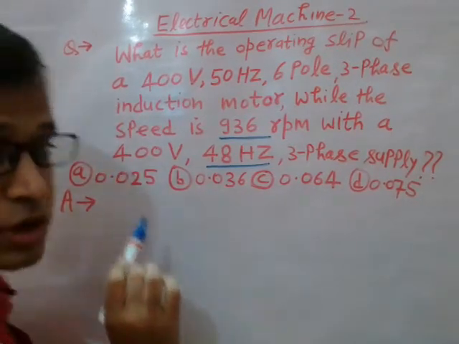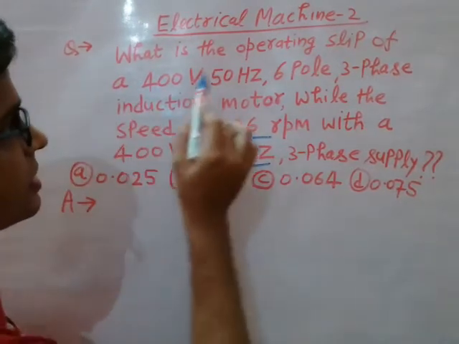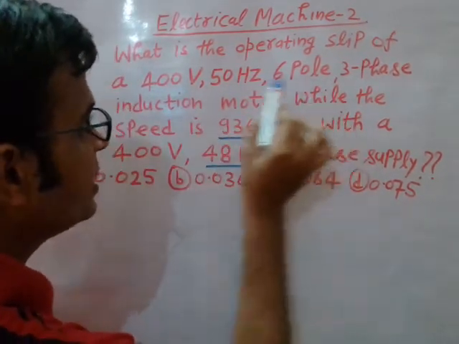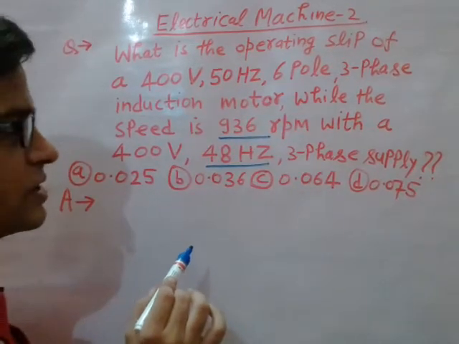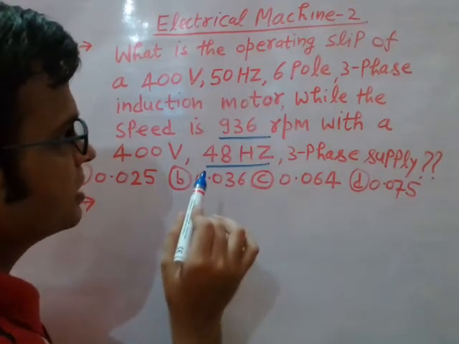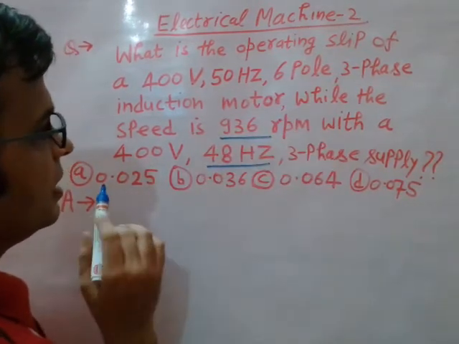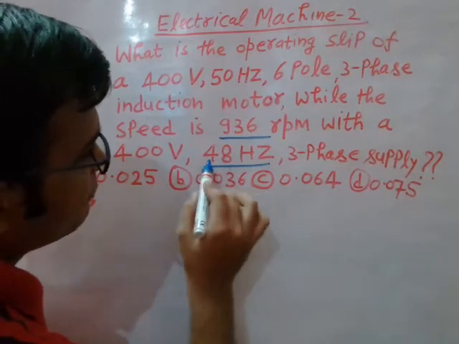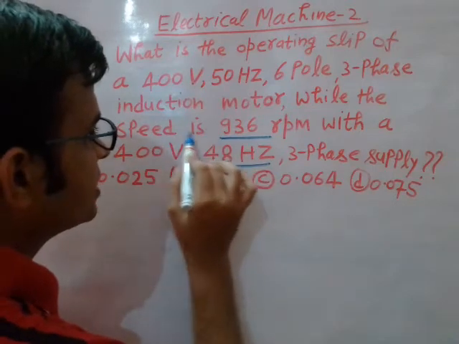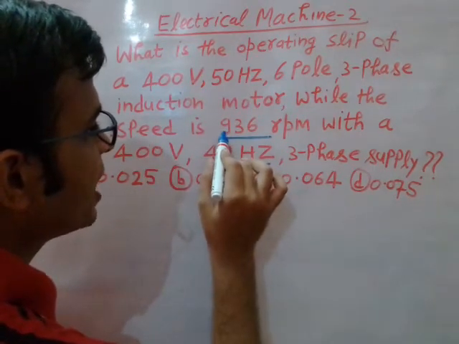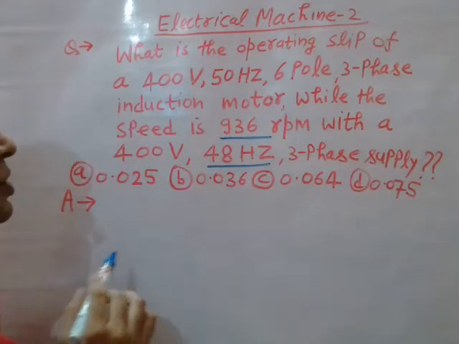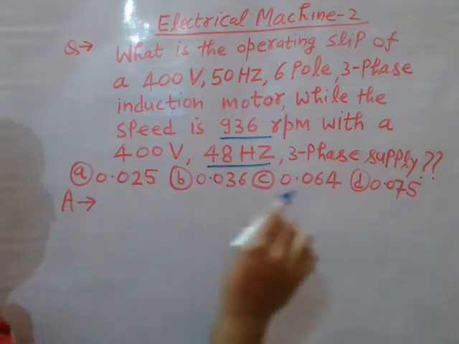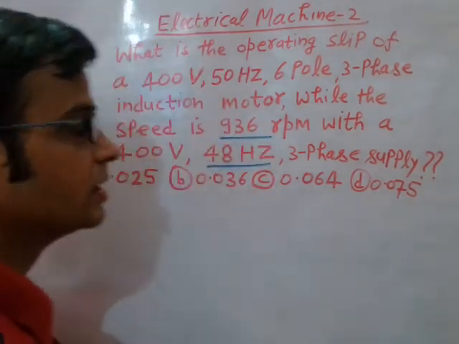He is asking the operating slip of a 3-phase induction motor with this rating: a 400 volt, 50 hertz, 6 pole induction motor. He is asking the operating slip when it is operating at 400 volt, 48 hertz. When it is operated at 48 hertz, the speed is 936 rpm. In that case you have to calculate the operating slip. These four are the options A, B, C, D. Only one option is correct, and you have to choose it.